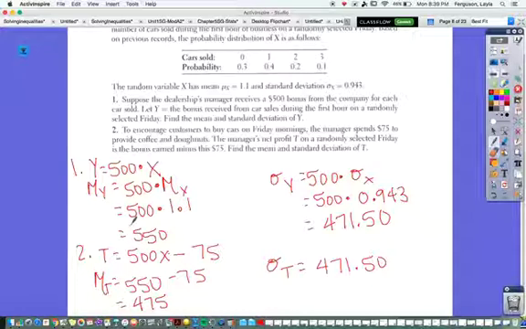And it's also important to note that these are all measurements of money. So when we talk about the mean for Y, that is the average amount of money made on a bonus. And when we talk about the standard deviation, we're talking about how much money away we are from the mean.